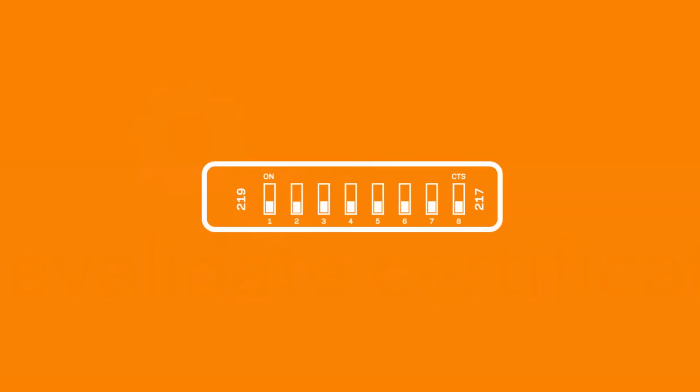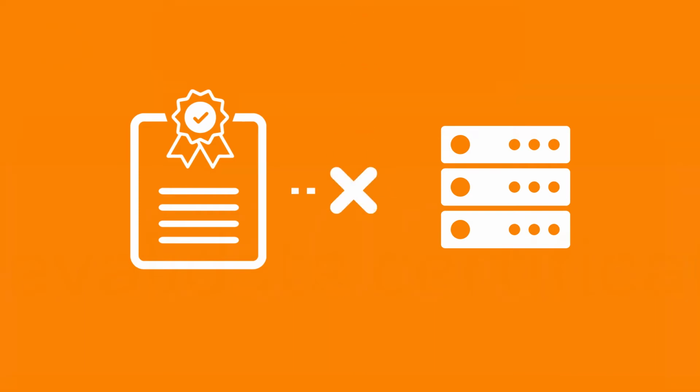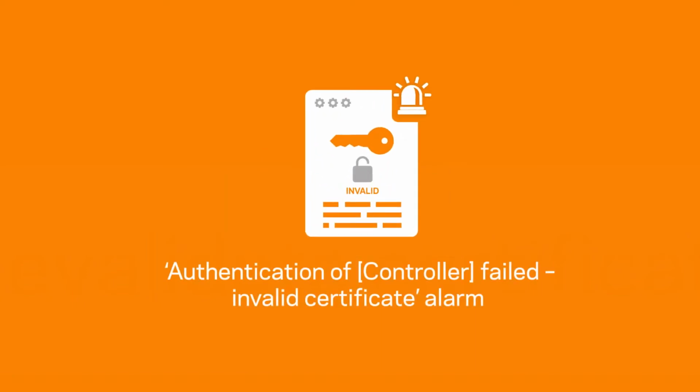It's important to note when DIP switch 2 is on, the controller will drop its configuration, which includes pinned certificate. So when the controller connects to the server after the restart, the certificate will not match the server. This causes the controller to remain offline and generates an authentication of controller failed invalid certificate alarm in Command Center each time the controller restarts.